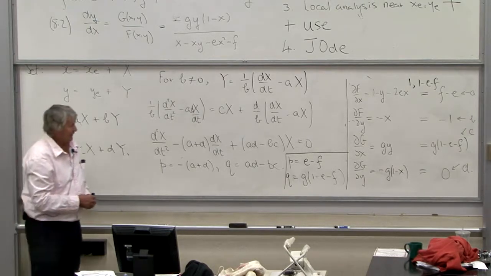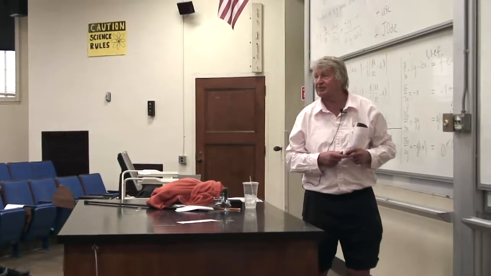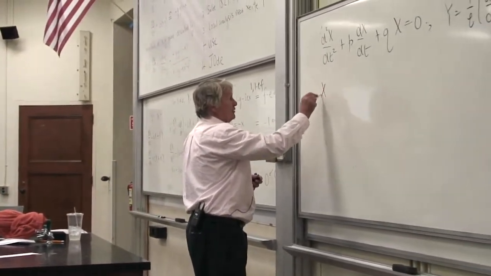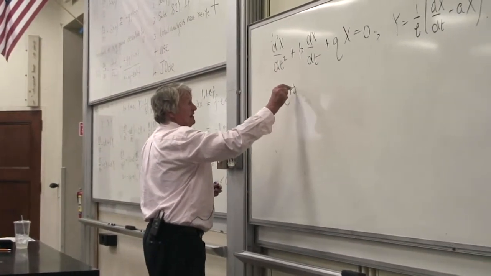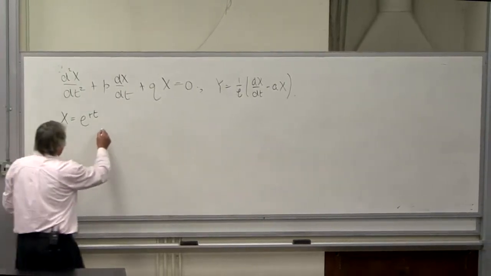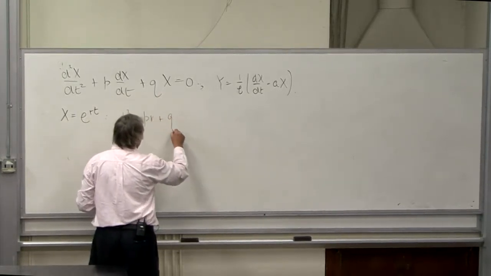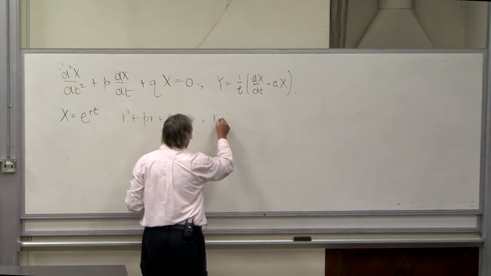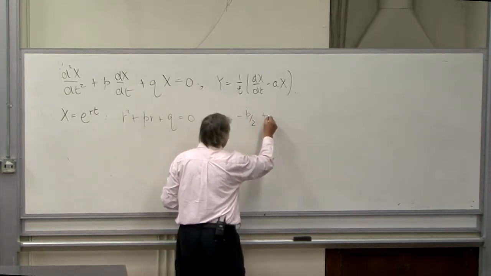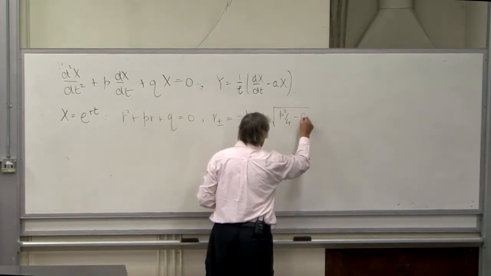Okay? All right. So now, how do we solve this? Well, x equals e to the RT. Shove it in here, and I get r squared plus pr plus q is 0. Or r, the two roots are minus p over 2, plus or minus the square root of p squared over 4 minus q.